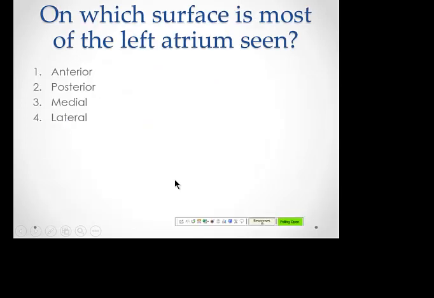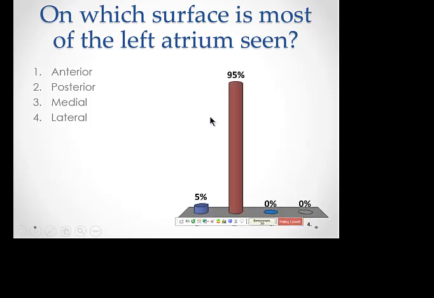Okay, let's review this, which I just told you. So everybody should get this right. On which surface is most of the left atrium seen? Very good. Posterior surface, also known as the base. Posterior surface, not on the anterior. I said most of it. On the anterior, only the auricle is seen.